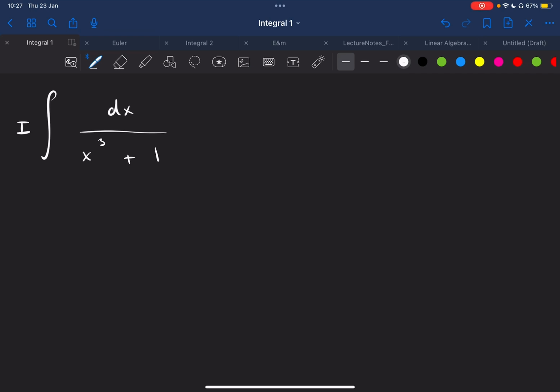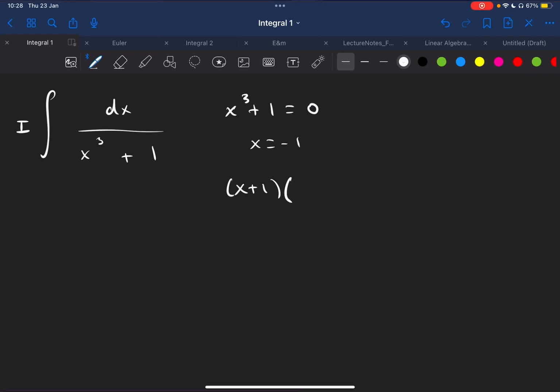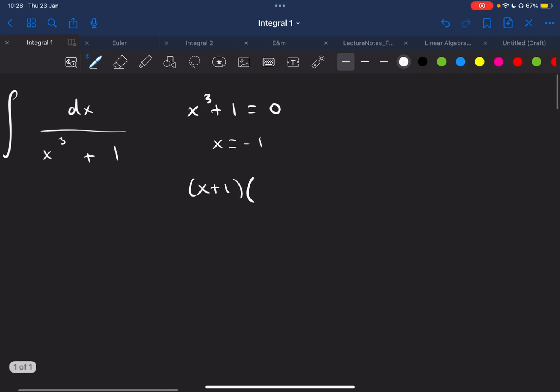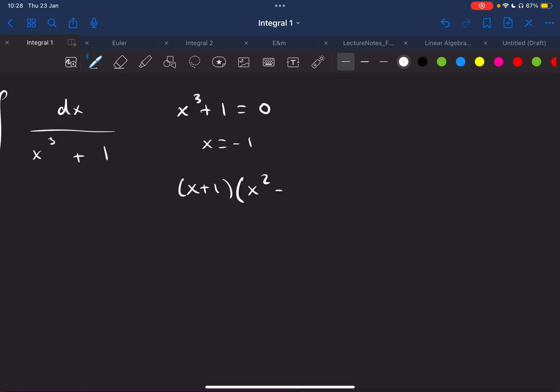So if we set x cubed plus 1 equal to 0, we can obviously see that x equals minus 1 is going to be a solution. So by the factor theorem, we can write that as x plus 1 as a factor. And using the sum of two cubes factoring formula, we see that it's x squared minus x plus 1. Or you could do this by long division as well.